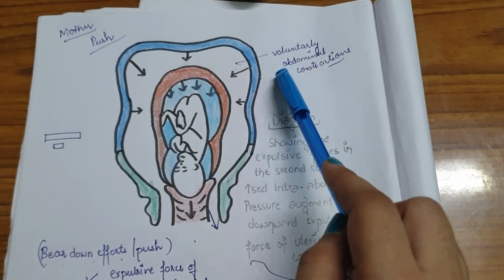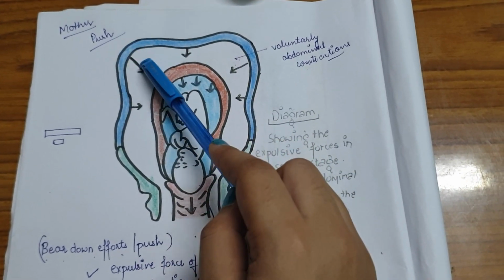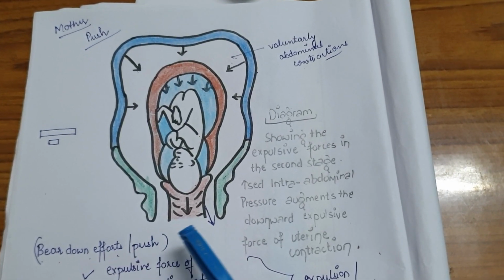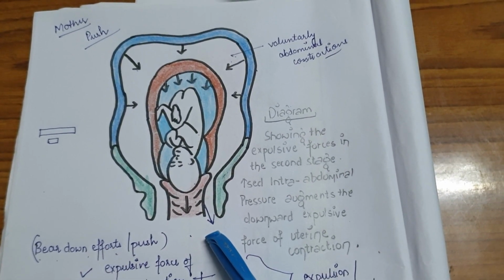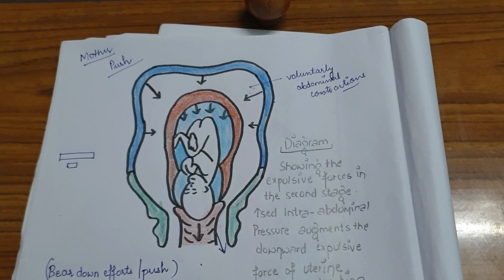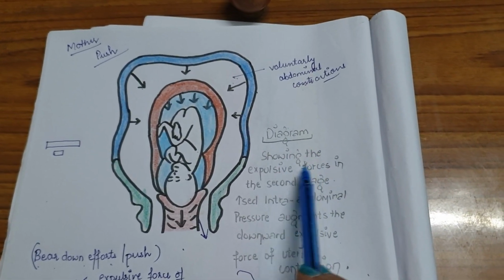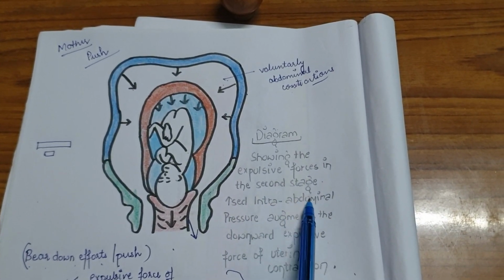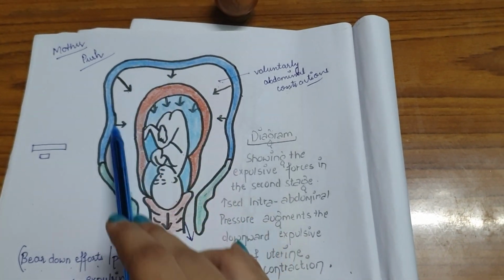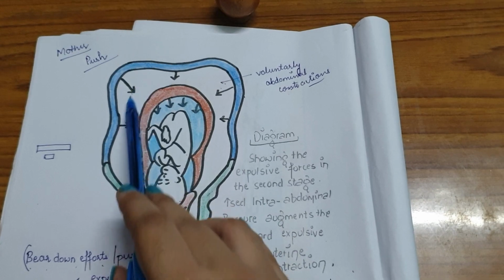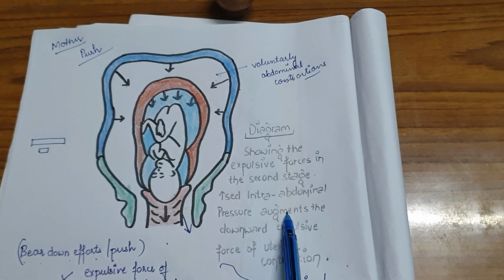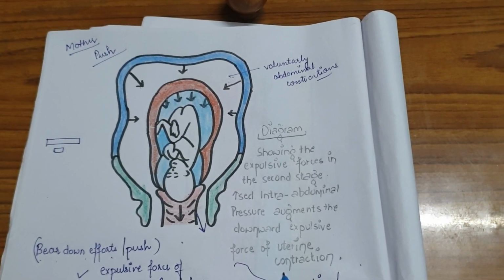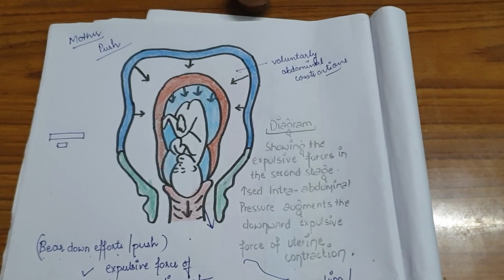So the voluntary abdominal contractions by the maternal push are known as bearing down efforts. Bearing down efforts are basically the mother's push. As written here, these are the expulsive forces in the second stage which increase the intra-abdominal pressure. So the intra-abdominal pressure is increased when the mother exerts voluntary pressure. Augments means it increases the downward expulsive force of uterine contraction. So that's all about the second stage events.